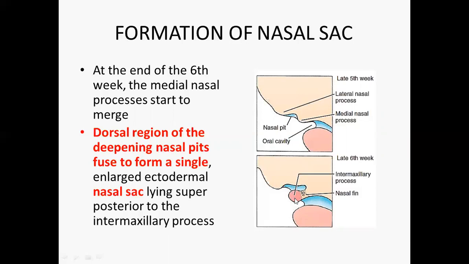Now the intermaxillary process is formed, and the two nasal pits also fuse. Their dorsal walls fuse and form a single nasal sac, which is lined by ectoderm. Here you can see the difference in the first and the second diagram. Here is a nasal pit. Here is a nasal sac, which is formed by the fusion of the two nasal pits. And this is the intermaxillary process, formed by the fusion of the two medial nasal processes.